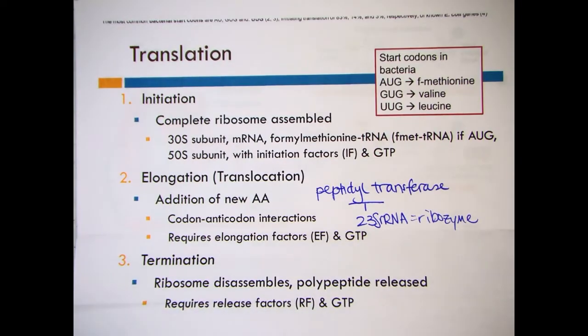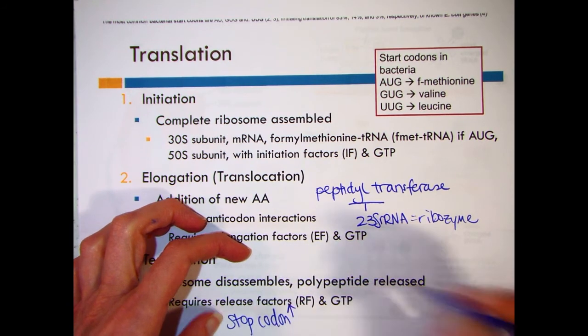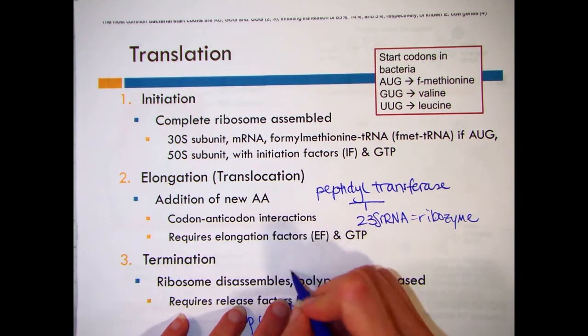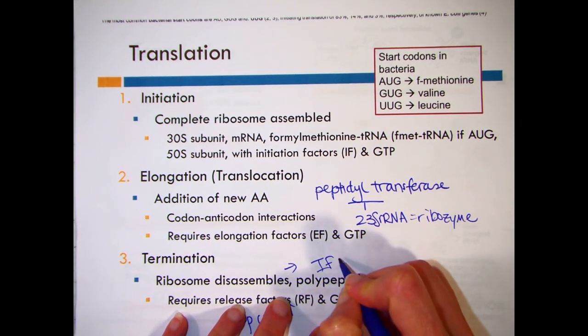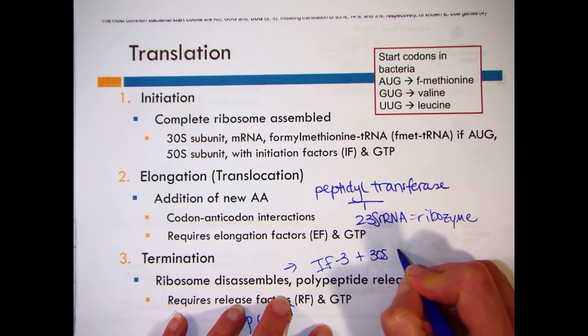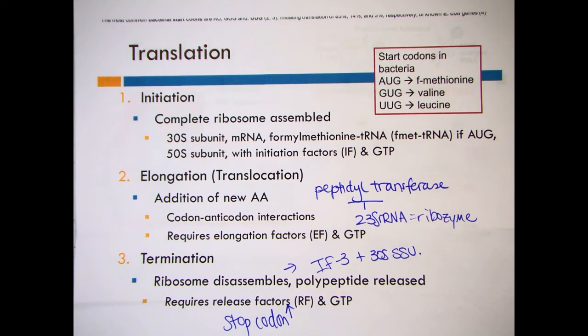So in termination, the ribosome disassembles. The stop codon codes for the release factor. GTP is also involved in this process. And as the ribosome disassembles, initiation factor 3 will join the 30S small subunit to prevent the large subunit from reattaching. And then we just start back over.